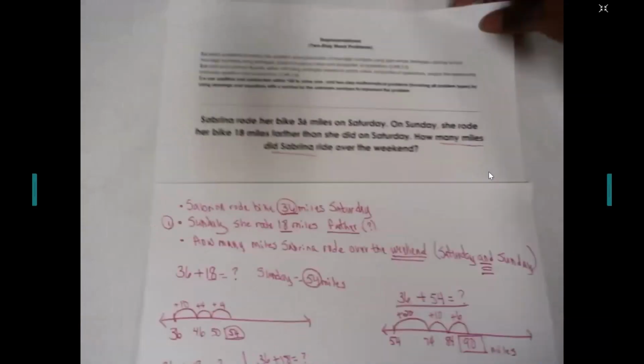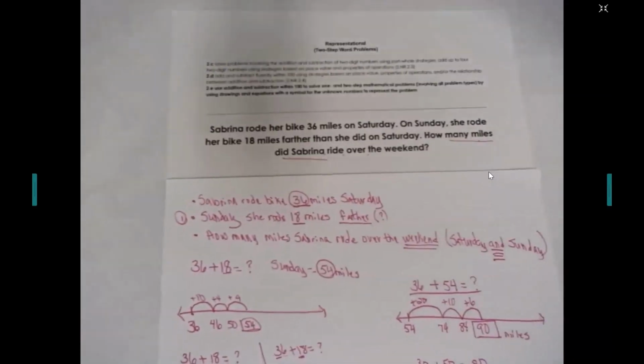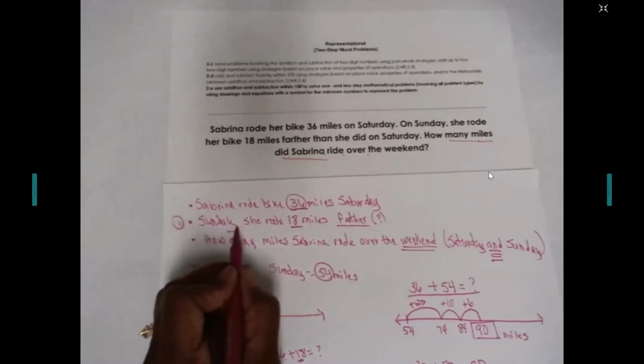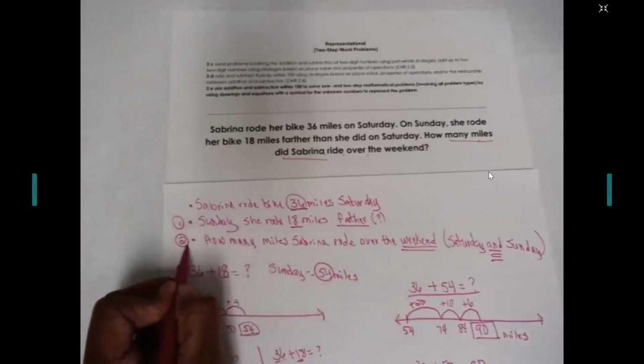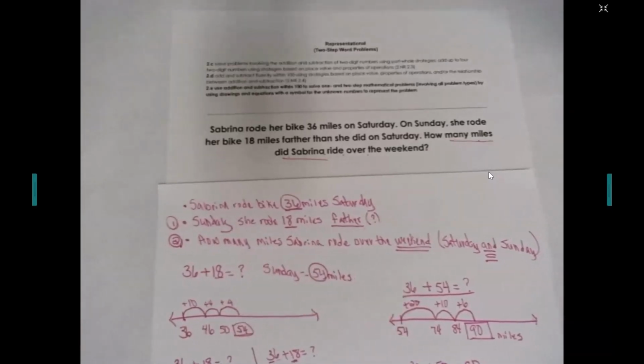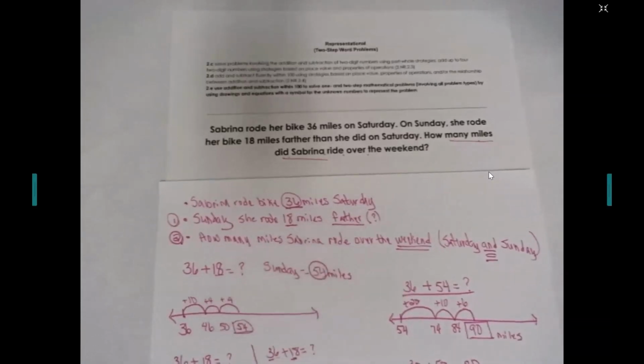So going back to our problem, we want to answer our question, how many miles did Sabrina ride over the weekend? We know after completing our 2 steps, our first step was figuring out Sunday. Our second step here was the final question, how many she rode over the weekend, Saturday and Sunday. We know that Sabrina rode her bike 90 miles over the weekend on Saturday and Sunday.